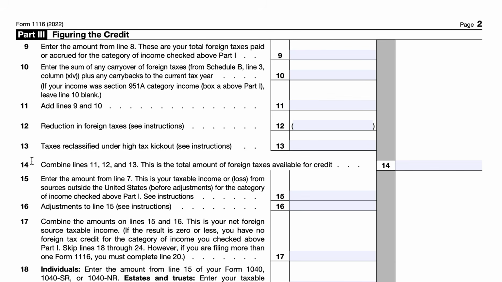On line 14, you'll combine lines 11, 12, and 13. This is the amount of foreign taxes either paid or accrued that is available for credit. On line 15, you'll enter the amount that you calculated and determined in line 7. This is the taxable income or loss from sources outside the United States for the category of income that you selected. For line 16, you'll enter adjustments to the number in line 15 according to the instructions.